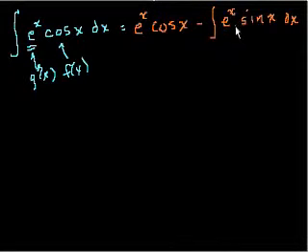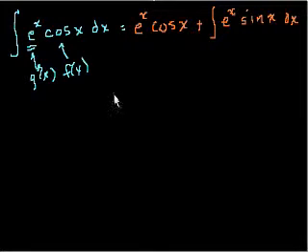I could put the minus here, that'll make it look messy. Or I could just put a minus here, make these minuses cancel out, and I get a plus here. So I get the integral of e to the x cosine of x dx is equal to e to the x cosine of x plus the integral of e to the x sine of x dx, right? Hopefully I haven't confused you too much.